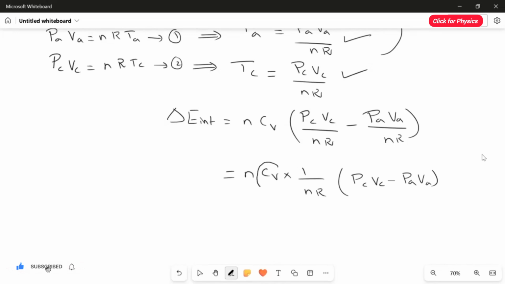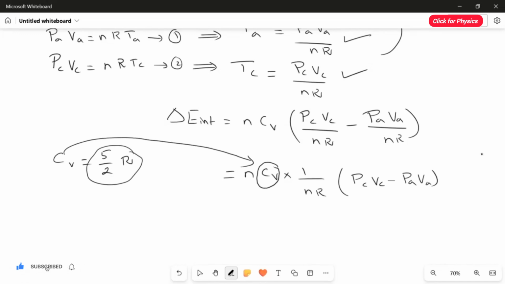As we know, this is the diatomic gas. So for diatomic gas, CV takes the value of 5 over 2 times the gas constant R. So in place of CV, I'm going to substitute this value. So this equation is remodified as N multiplied by 5 multiplied by R over 2 multiplied by 1 over NR multiplied by PCVC minus PAVA.